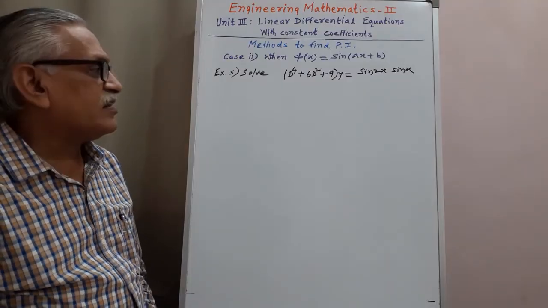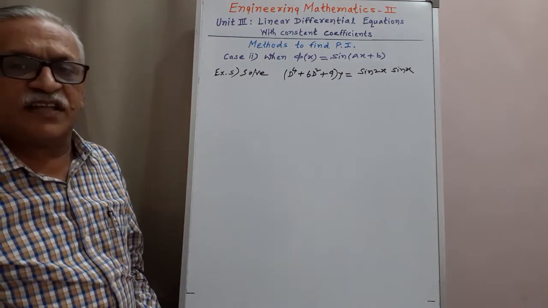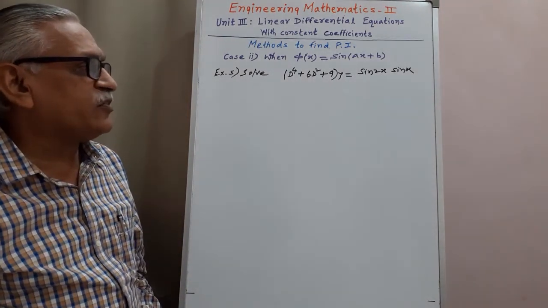Next example, last example: solve D raised to 4 plus 6D square plus 9 into y is equal to sin 2x into sin x.